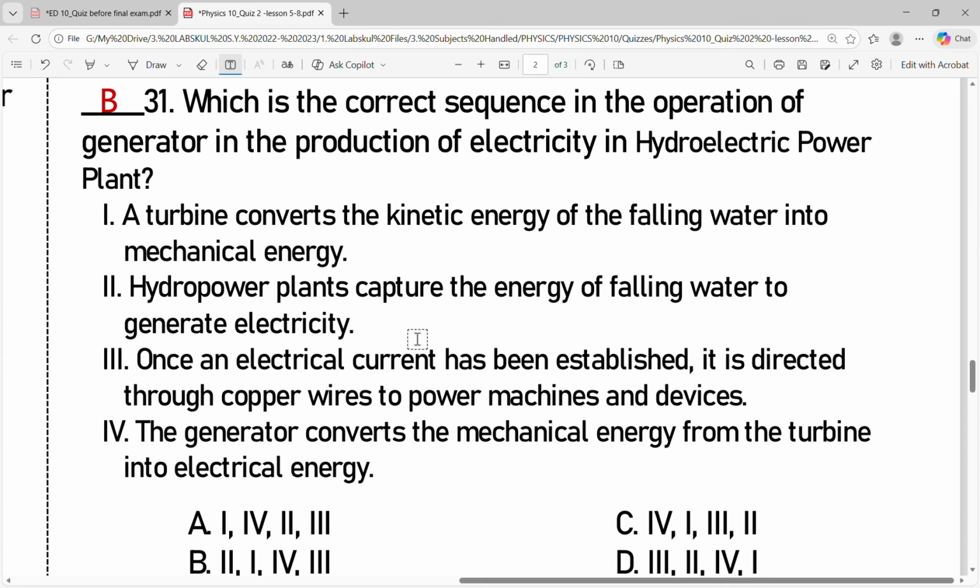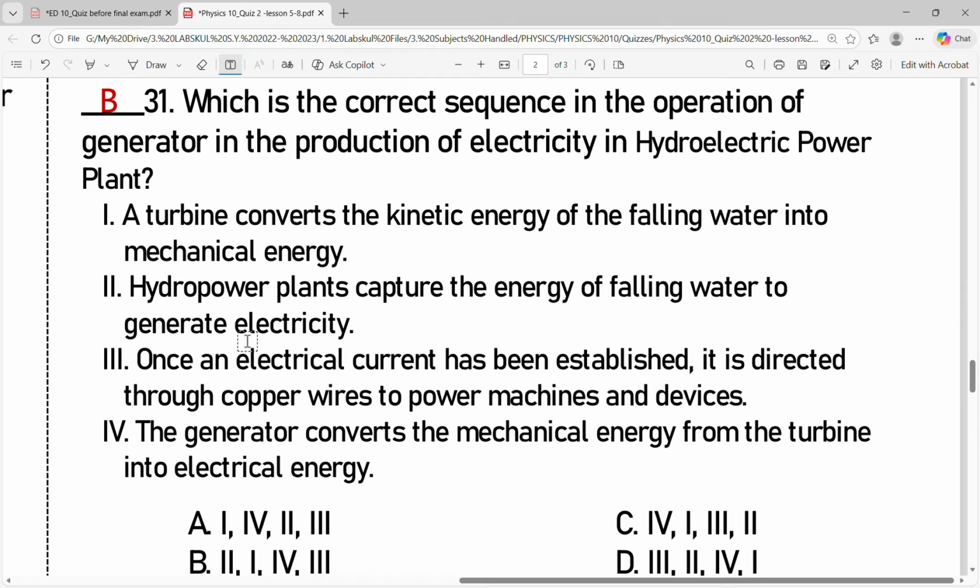Tapos in that reservoir, what happens is ang tubig maagi sa may penstock padalom, and it goes to a turbine. And that turbine converts the kinetic energy of the falling water into mechanical energy. Next is the generator that is attached to the turbine converts that mechanical energy into electrical energy, and that electrical energy or electric current is directed through copper wires to power machines and devices. So the answer number 31 is letter B.